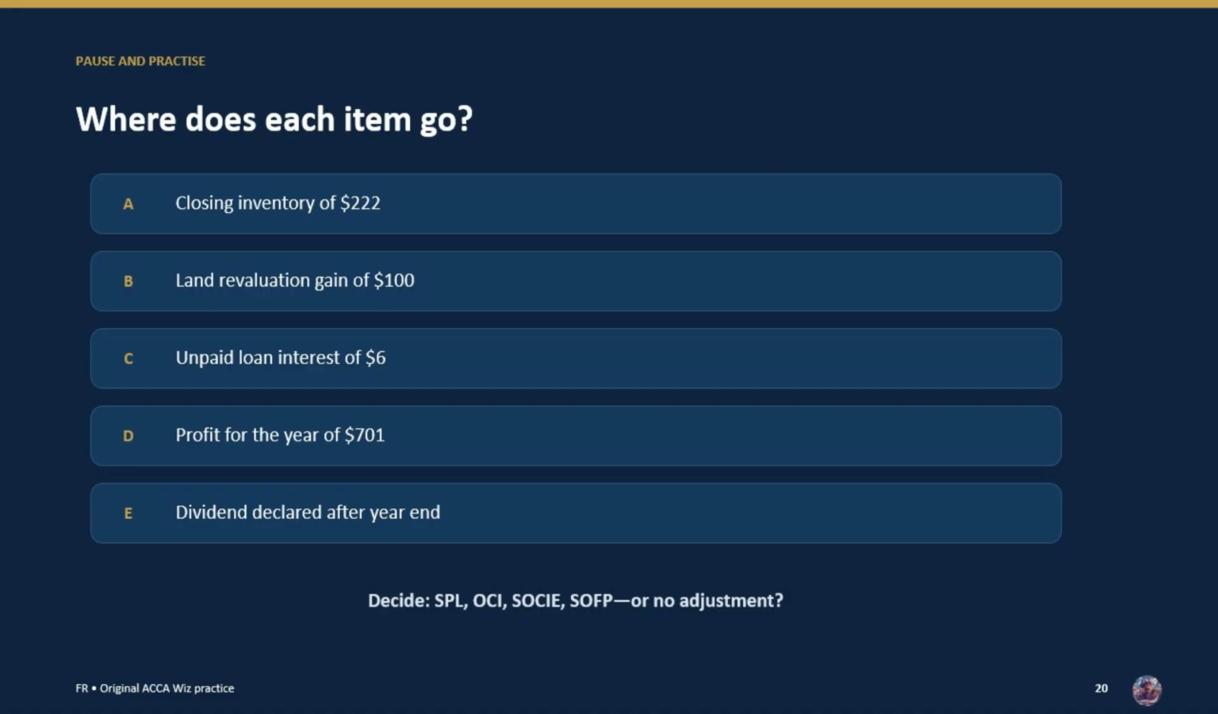Finally, consider a dividend declared after the reporting date. Does it create a liability at that date? Write statement of profit or loss, other comprehensive income, statement of changes in equity, statement of financial position, or no adjustment beside each item. Pause the video now and attempt all 5.